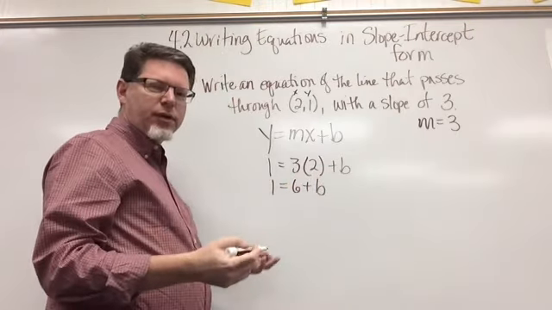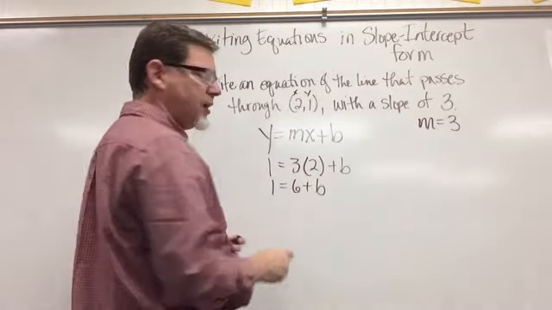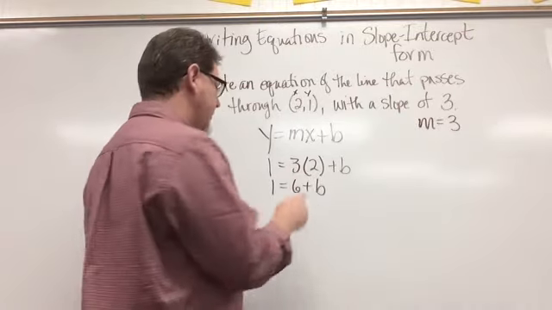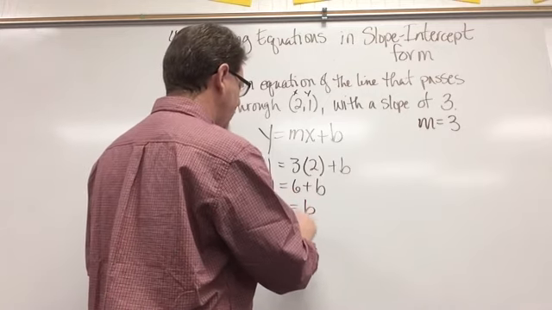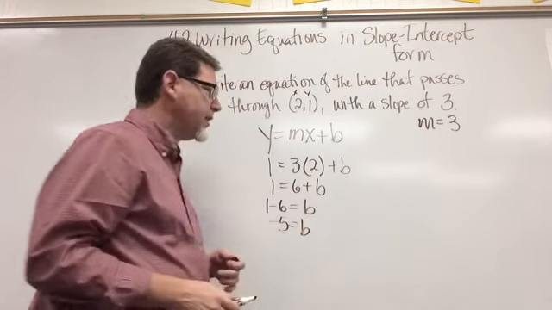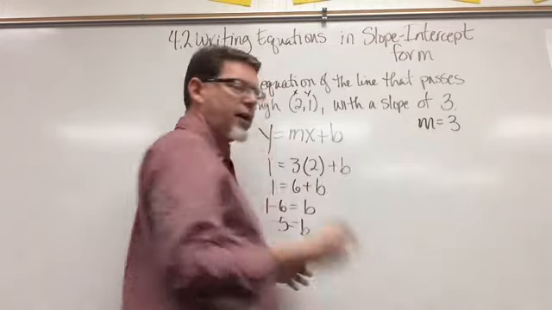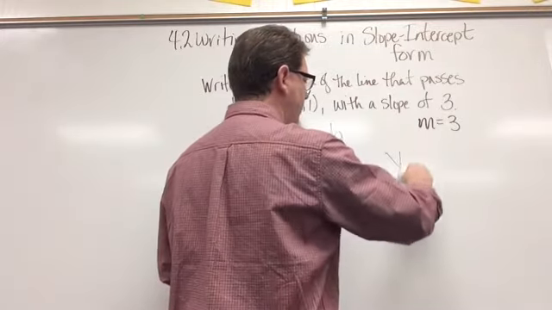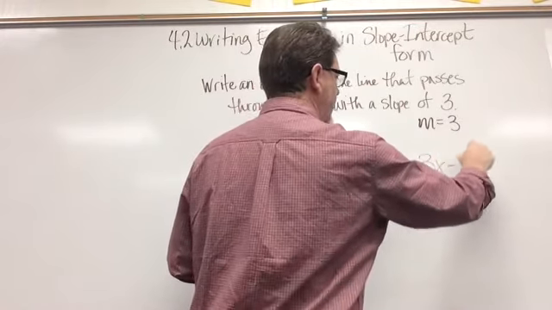I subtract 6 from both sides, or use the magic of the equal sign and move the 6 to the other side, and it becomes -6. So 1 minus 6 equals b. b equals -5. So now I know my y-intercept. I know my slope. So I have an equation of y equals 3x minus 5.